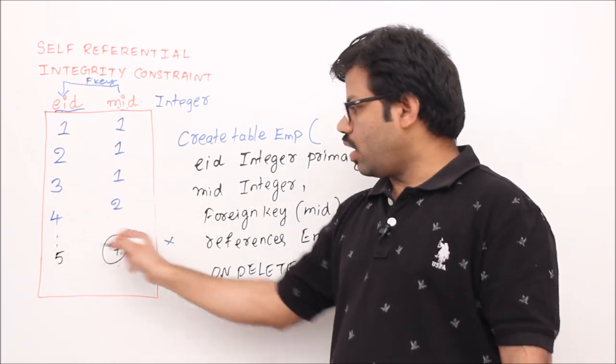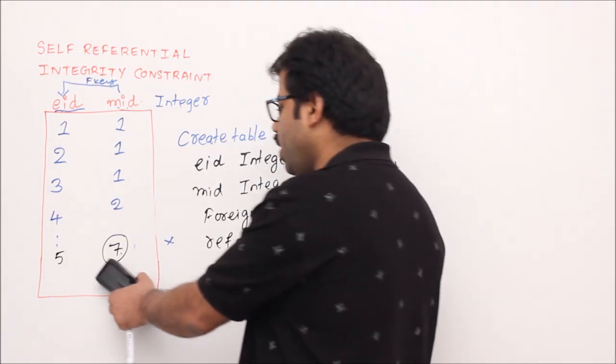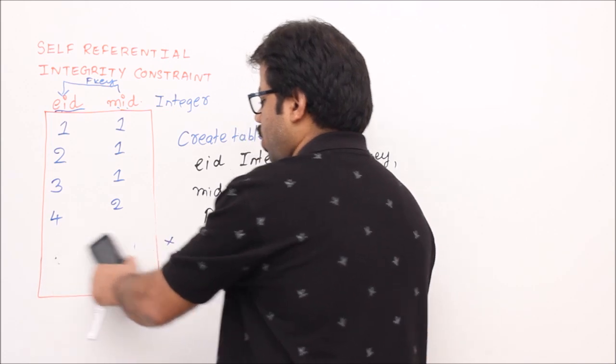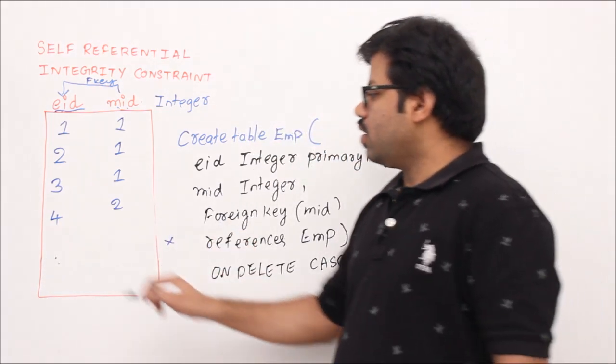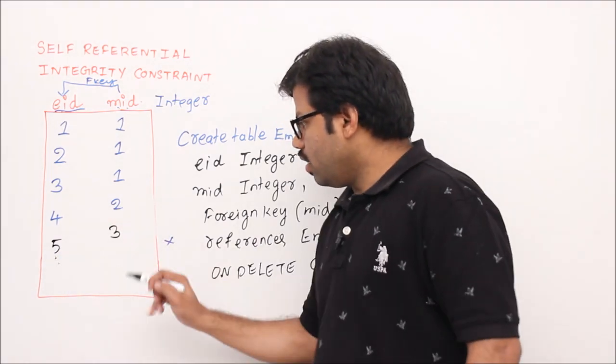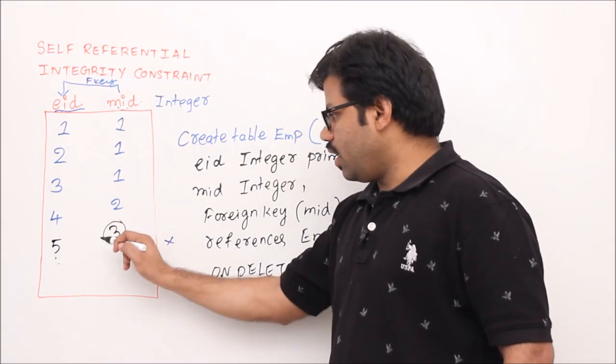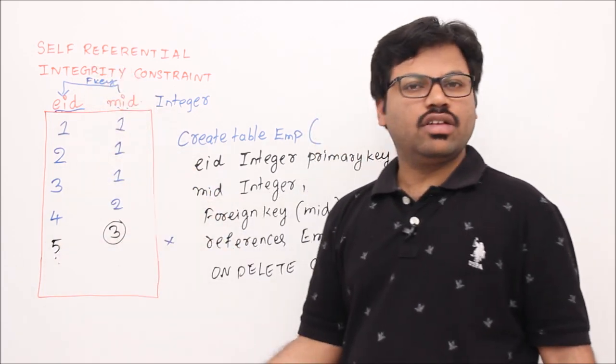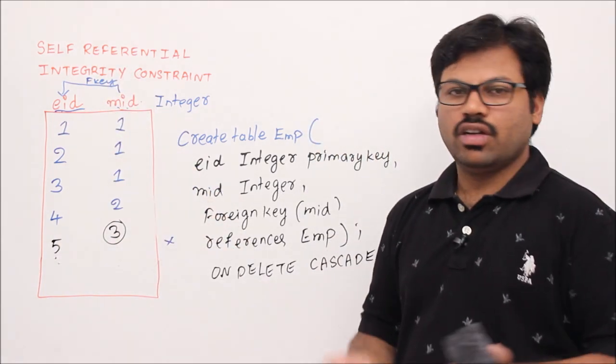I am sorry, don't write 5, 7. So it will be restricted. Okay, now you have this kind of data. So can I write 5, 3? Simple. Whenever you write data, this field should be examined. 3. Yes, 3 is an employee. So it will be allowed. DBMS will allow it.